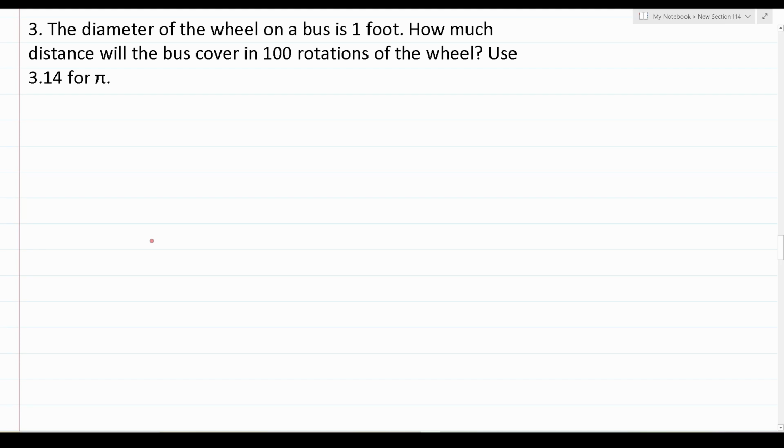All right, so number 3 says the diameter of the wheel on a bus is 1 foot. How much distance will the bus cover in 100 rotations of the wheel? Use 3.14 for pi. All right, so for this problem, you have to understand that there is a relationship between the circumference of a circle and the distance a wheel travels on the ground.